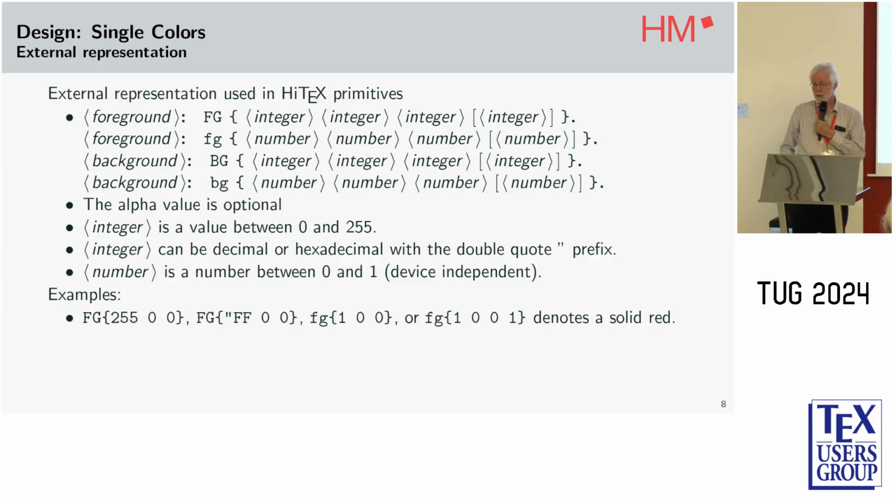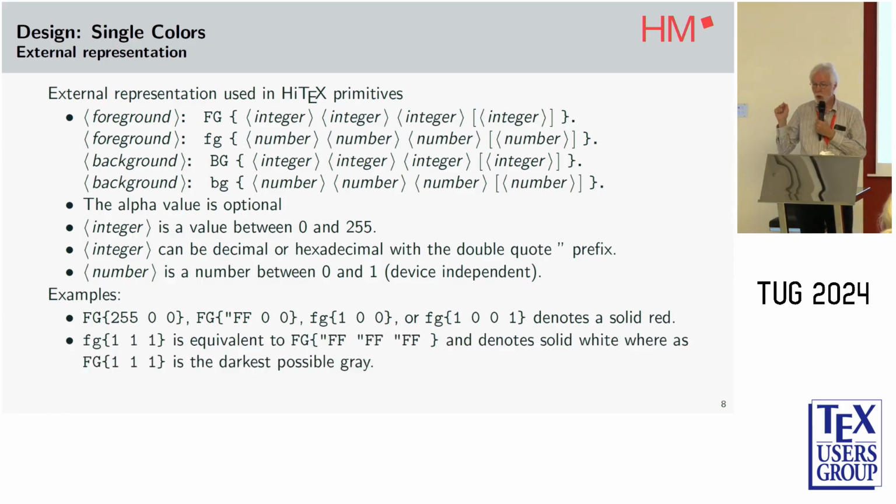Here are some examples. For instance, if you say foreground 255 0 0, that's solid red. You can write it with double quotes FF, or you can use the lowercase letters and then you say 1 0 0. And you can also say 1 0 0 1 and specify explicitly that you have an opaque color with an alpha value of 1.